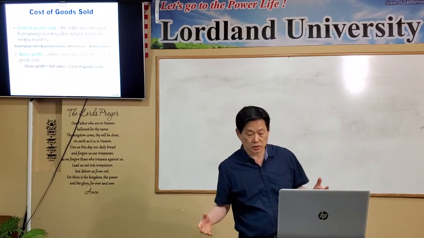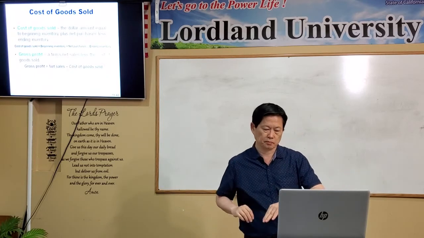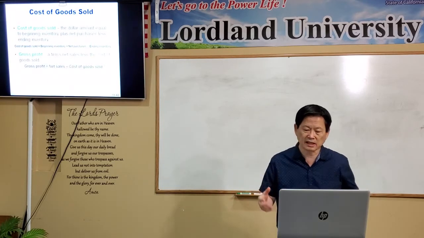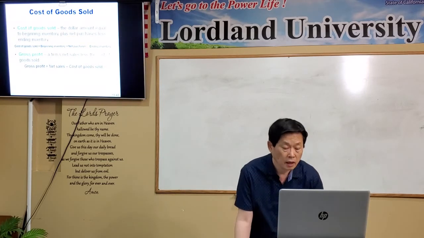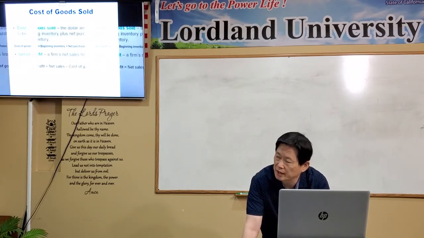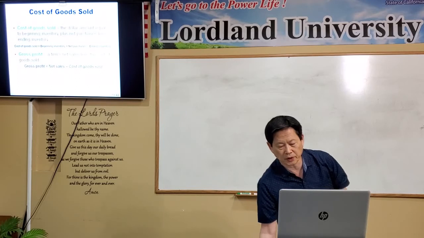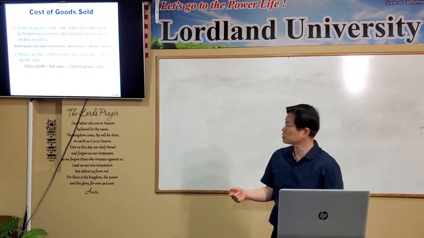Cost of goods sold. Cost of goods sold is the dollar amount equal to the beginning inventory plus net purchases during the accounting period minus ending inventory equals cost of goods sold.